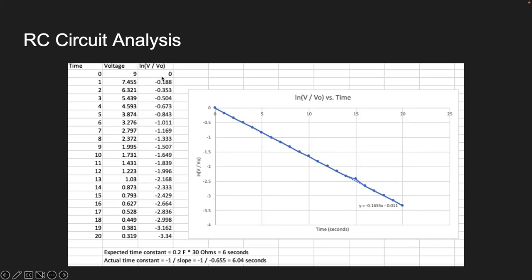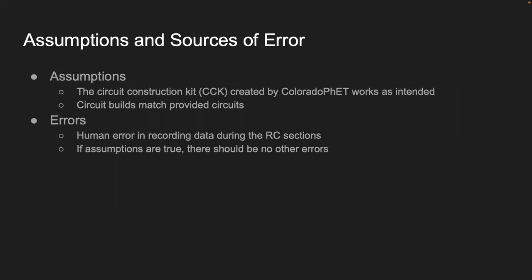After plotting the natural log of the voltage with the initial voltage, we got the following graph with this line of best fit equation. The expected time constant was supposed to be 6 seconds. Using the time constant formula, which is negative 1 over the slope, we got an actual time constant of 6.04 seconds, which is not too far off of our expected one.